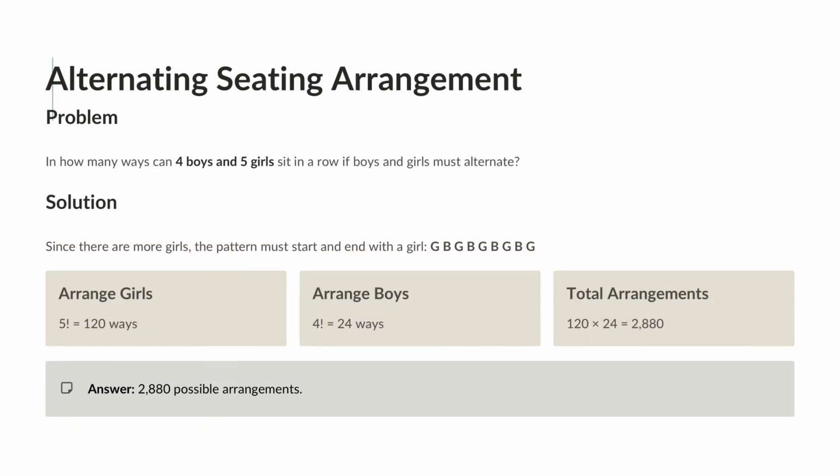In the next problem, we have 4 boys and 5 girls sitting in a row, and the boys and girls must alternate. Since there are more girls than boys, the only possible pattern is girl, boy, girl, boy, girl, boy, girl, boy, girl. The 5 girls can be arranged in 5 factorial ways, and the 4 boys can be arranged in 4 factorial ways. The total number of seating arrangements is 5 factorial multiplied by 4 factorial, which equals 120 multiplied by 24. Therefore, there are 2,880 possible arrangements.